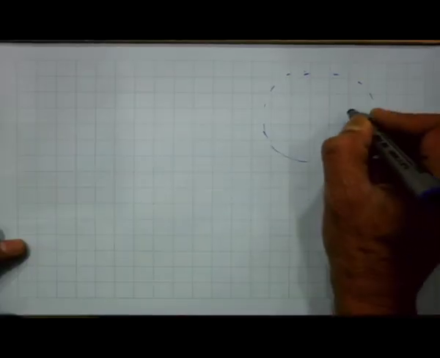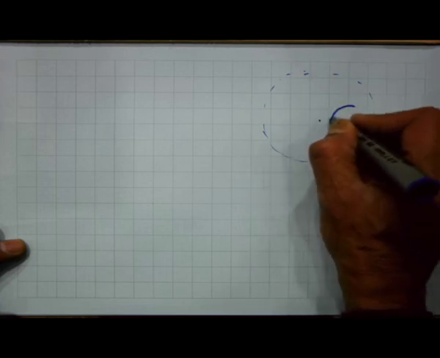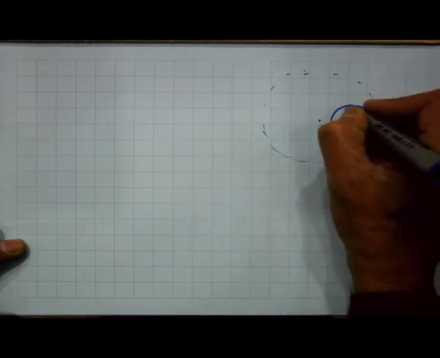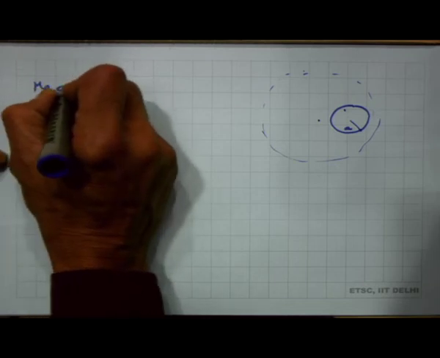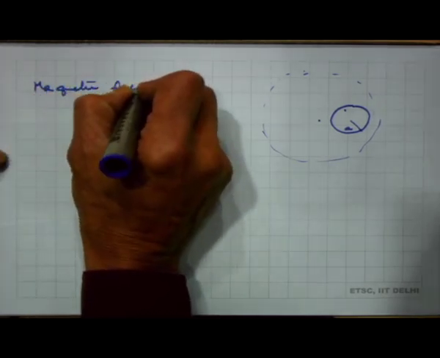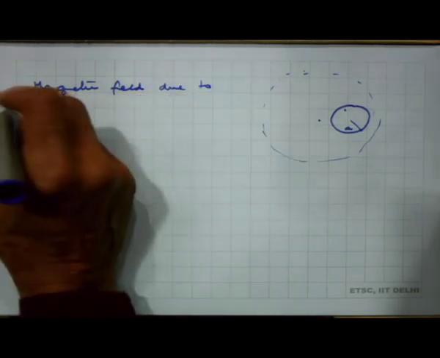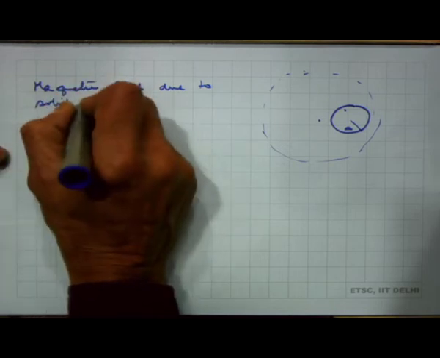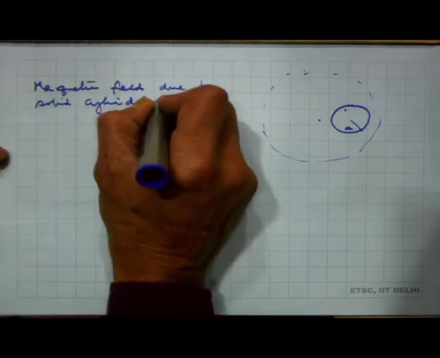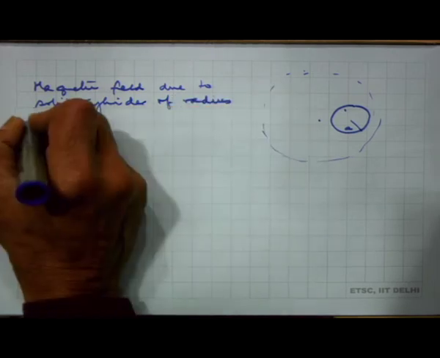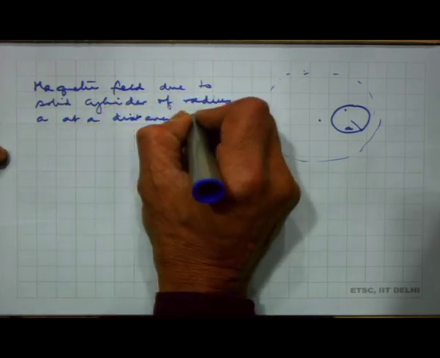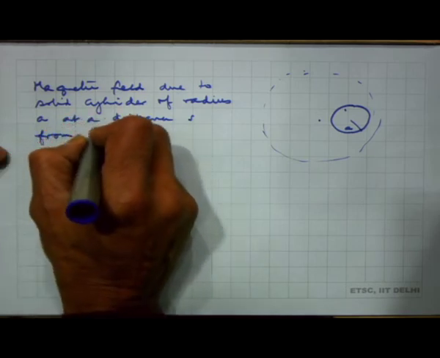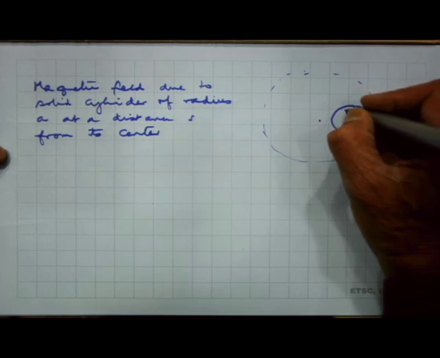So, let me draw the same figure. So, this was the bigger cylinder of radius R and this is the center. Now, I take a cylinder of this radius a and calculate the magnetic field at the same point. So, magnetic field due to a solid cylinder of radius a at a distance s from its center. So, this distance I am going to assume is s.